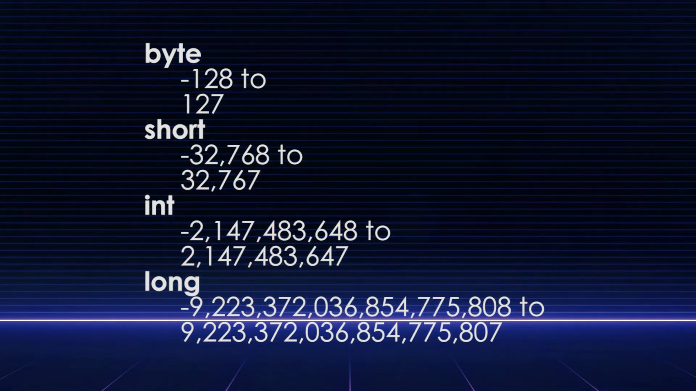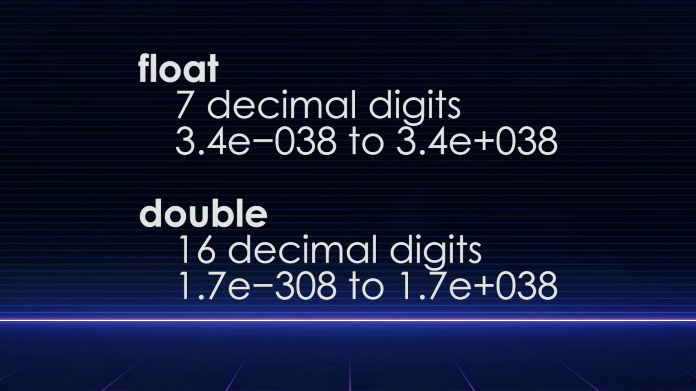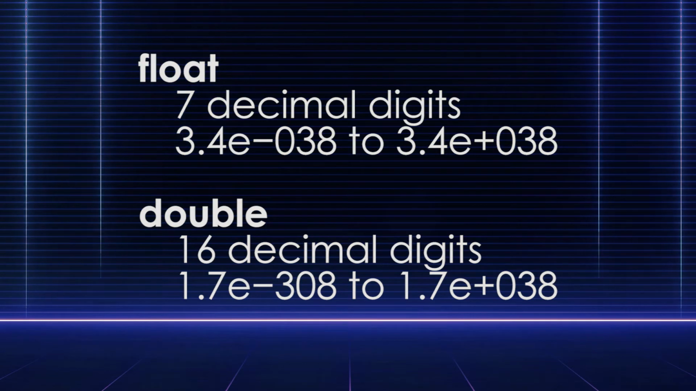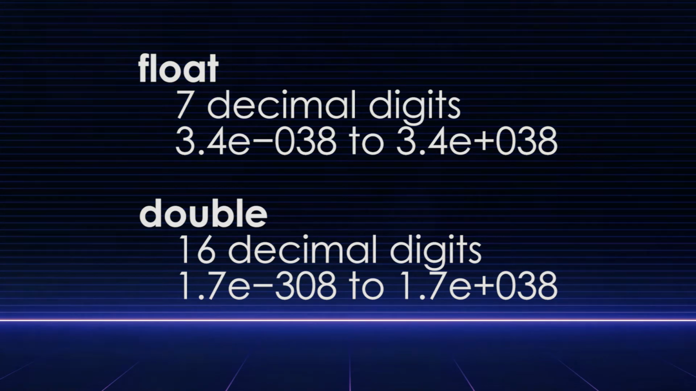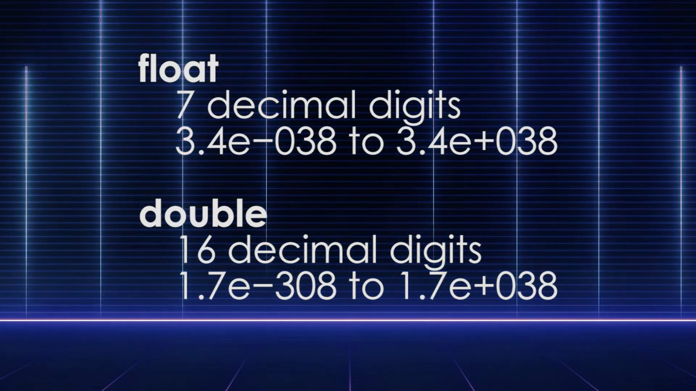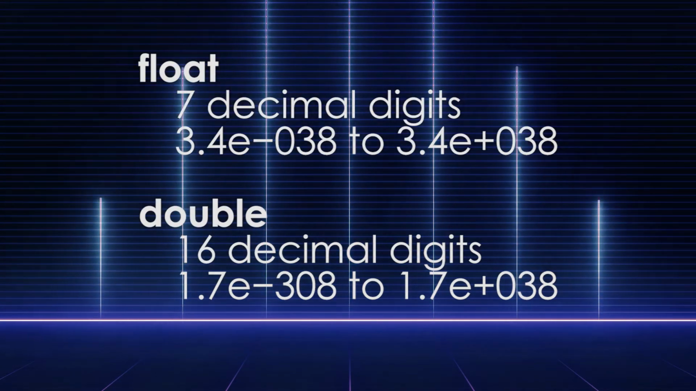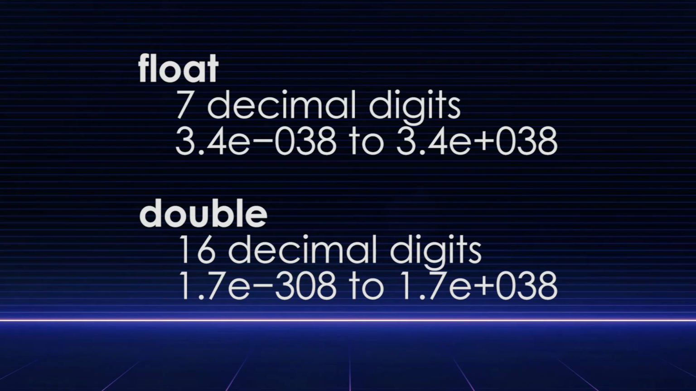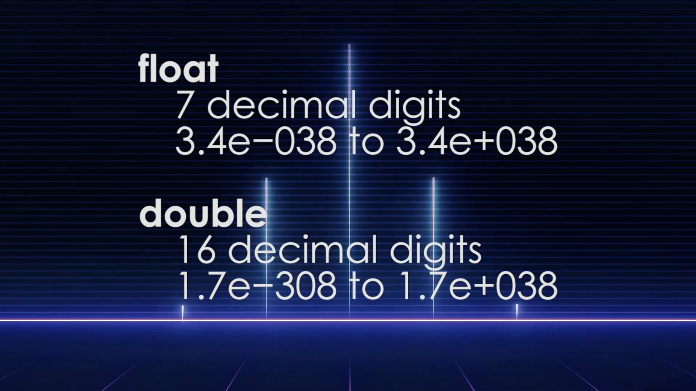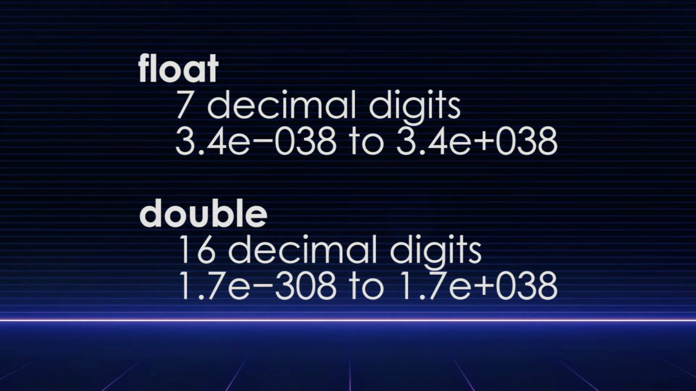is not large enough. In order to store decimal values, you will need to use the last 2 number types, which are a float or a double. And as you can see in this diagram here, a float can hold up to 7 decimal digits, and a double can hold up to 16 decimal digits. Again, you can store integer values in these variable types, but it would not be as efficient. However, you cannot use the integer types to store decimal values.